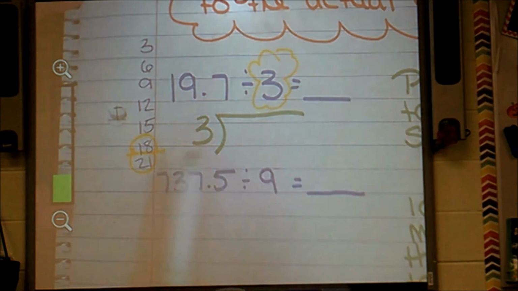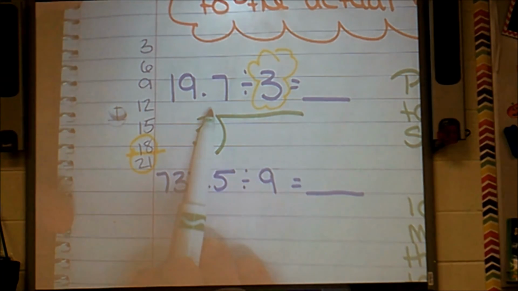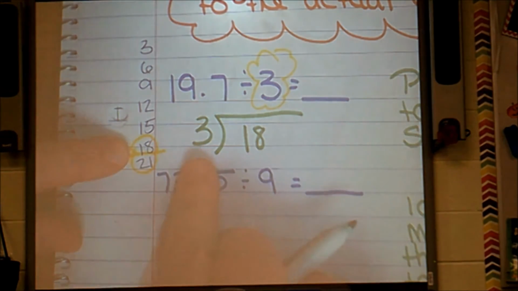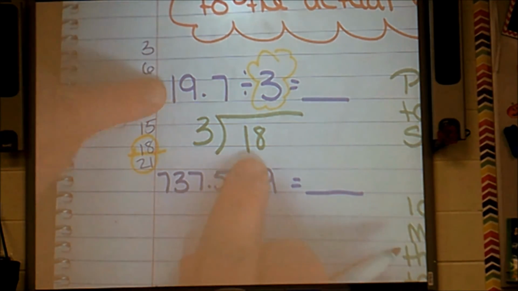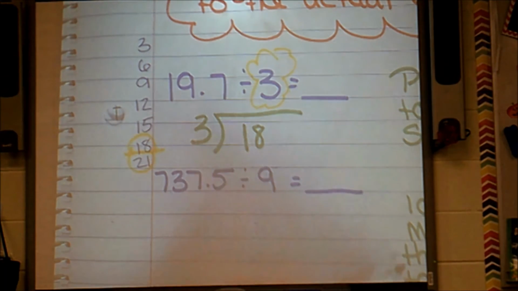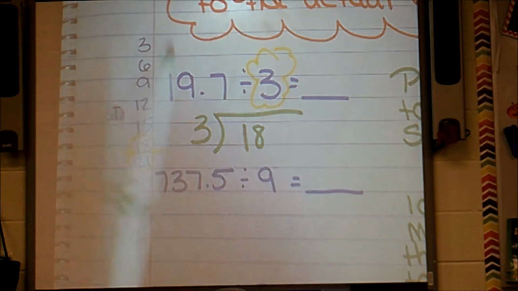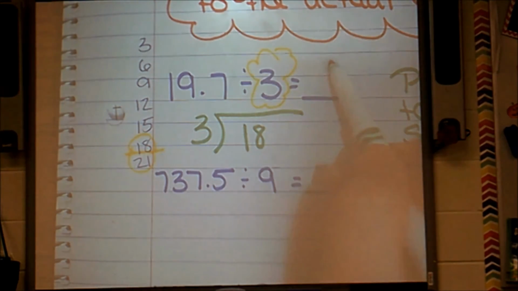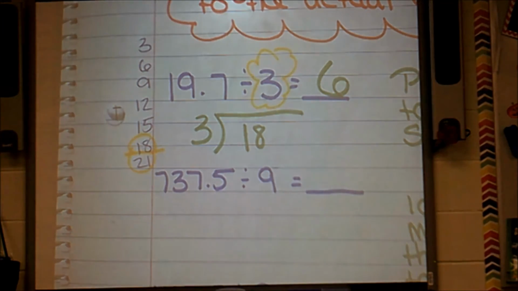So again, my 3 is staying the same, and my 19 and 7/10, my dividend, I'm going to change to an 18 because it is a multiple of 3 that is very close to what I originally had there, and I know that I can get an estimated quotient close to the actual number. Mentally, I can solve this problem. 3 into 18, or 18 divided by 3, gives me a quotient of 6. Woo!